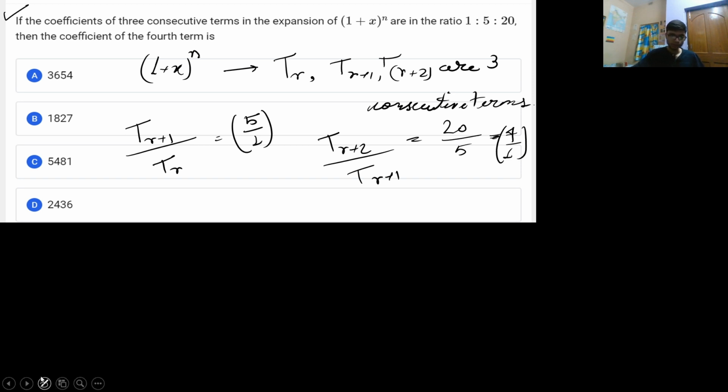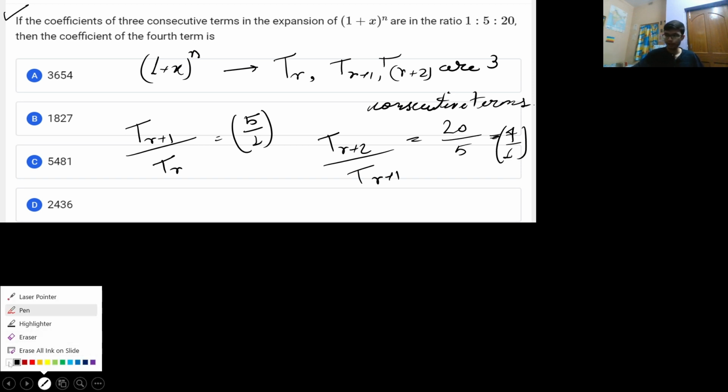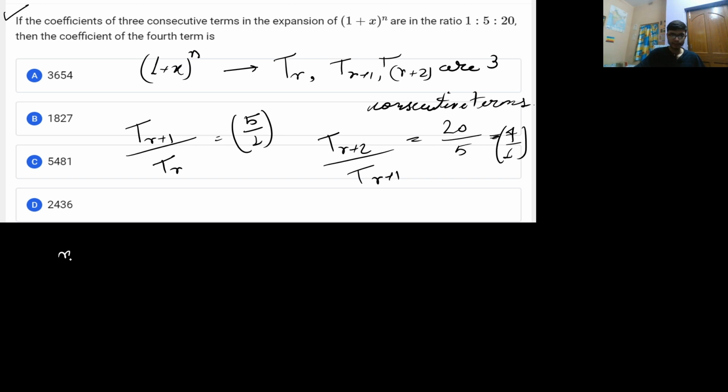All right. So from the concepts we have already acquired in this chapter, there is an important formula, that is nCr divided by nC(r minus 1), and this is a very important result that you must remember. This result is (n minus r plus 1) divided by r.